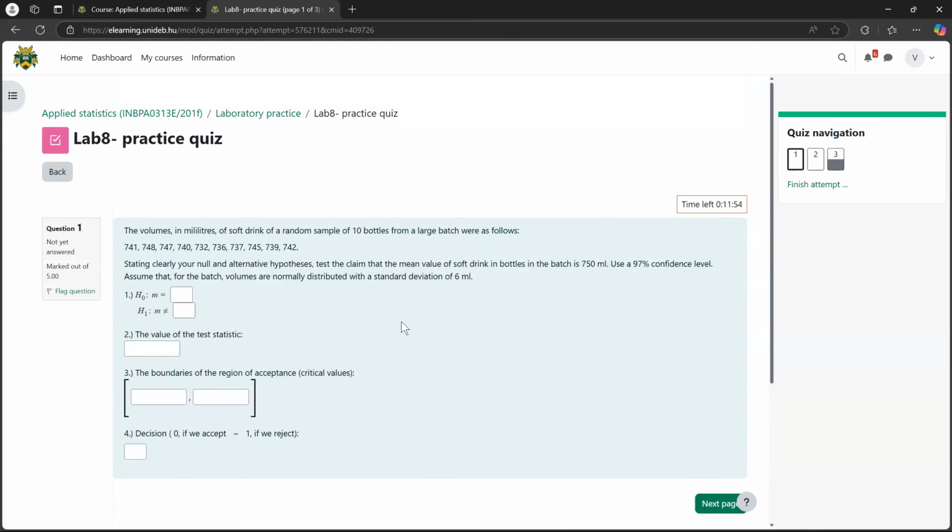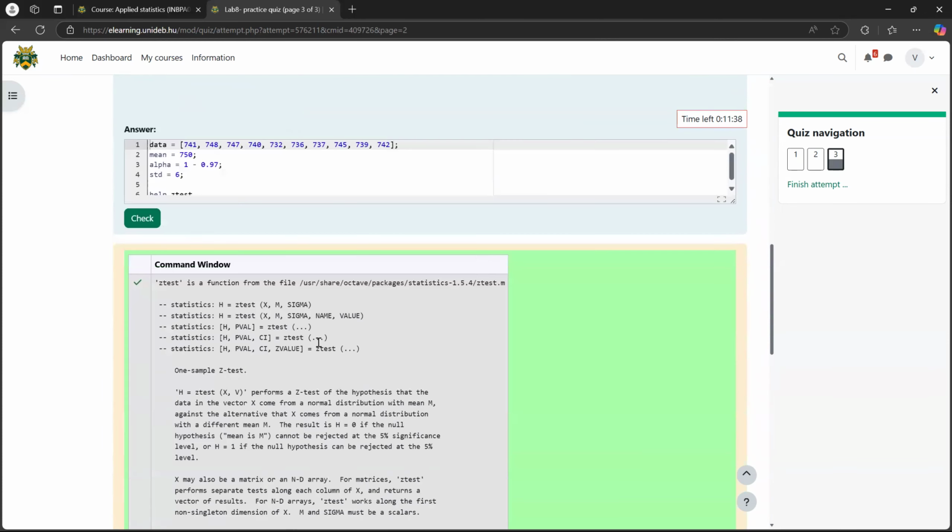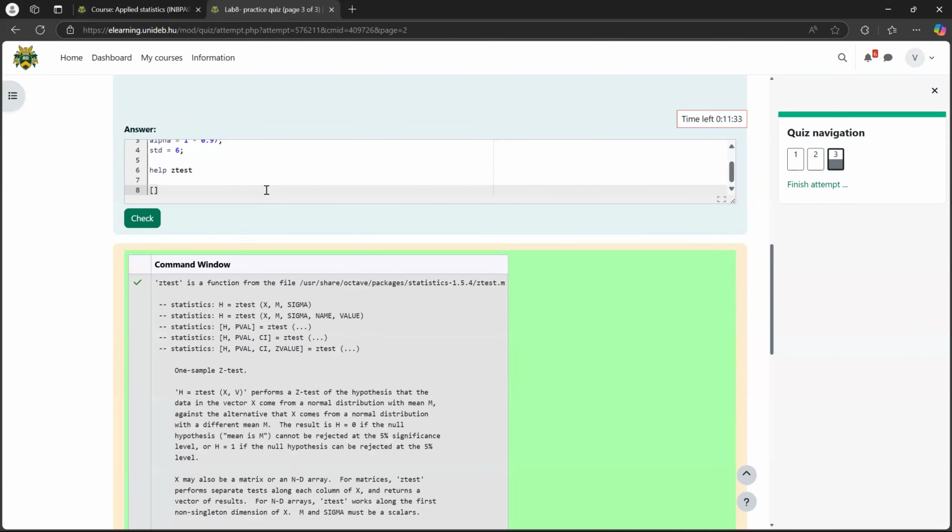So one more thing we have to do here. See, the mean value is 750 ml. And it says here it's either m is equal to this or not equal to this, which means both tails. This is also important. So first we write the parameters, which is h, p, the confidence interval, and the z value. By the way, these are just variable names. You can literally name it anything. You know what? I'll do it.